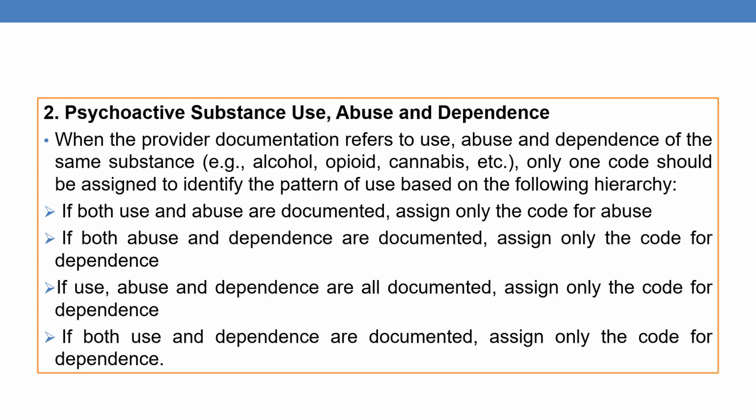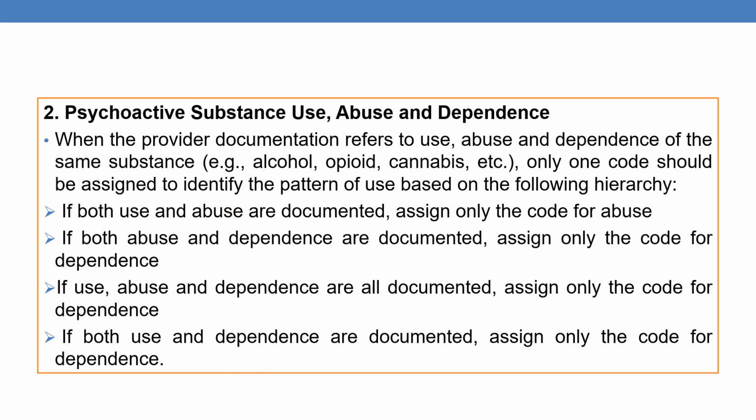There are specific codes for use, abuse and dependence. And whenever the physician documents use, abuse and dependence of the same substance, the code assessment should be based on the pattern in the following hierarchy. If both use and abuse are documented, assign only abuse. If both abuse and dependence are documented, assign only code for dependence. If use, abuse and dependence are documented, assign only the code for dependence. If both use and dependence are documented, assign only the code for dependence. So these rules must be taken into consideration.